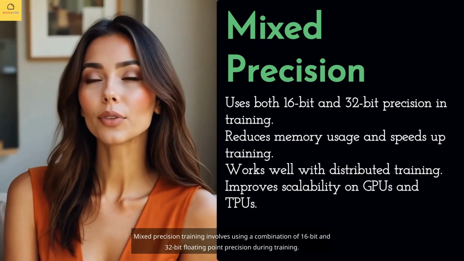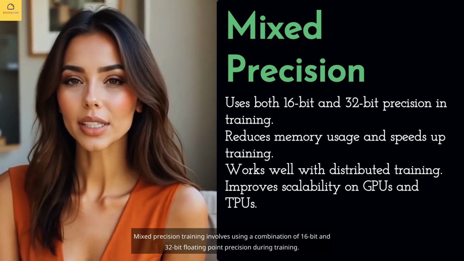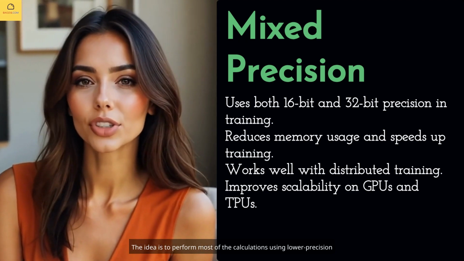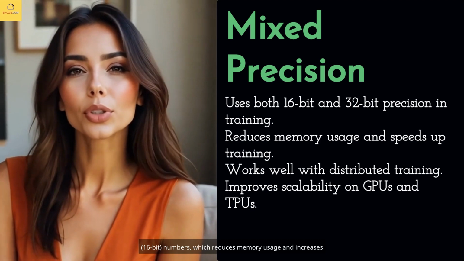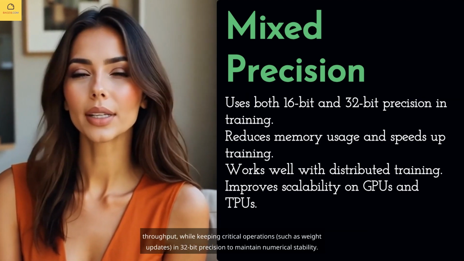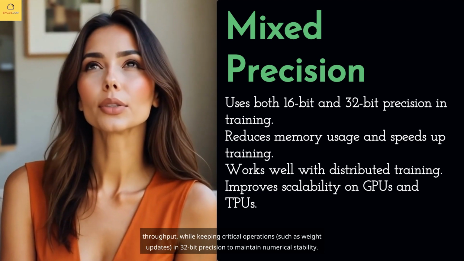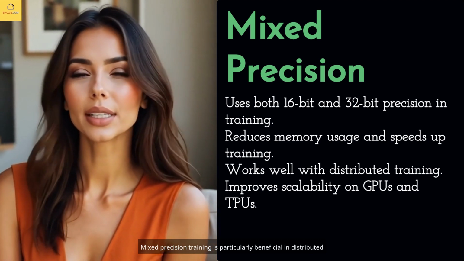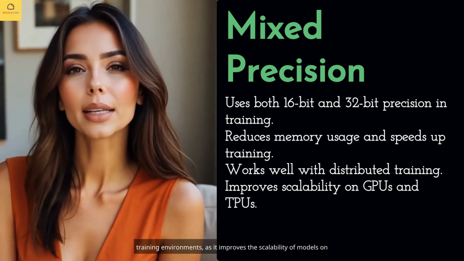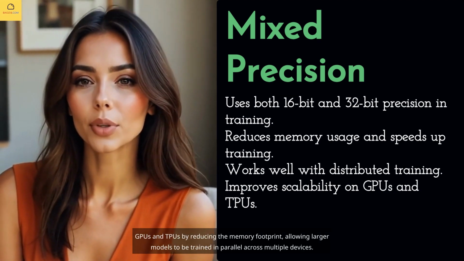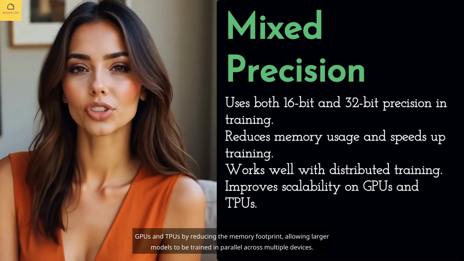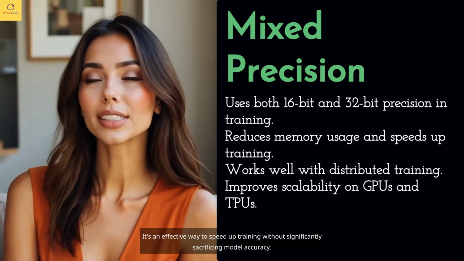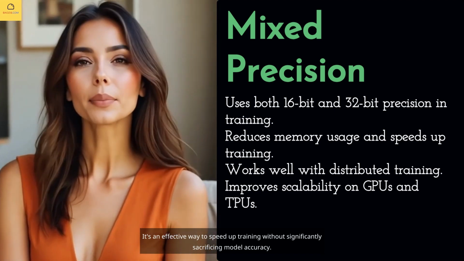Mixed precision training involves using a combination of 16-bit and 32-bit floating point precision during training. The idea is to perform most of the calculations using lower precision 16-bit numbers, which reduces memory usage and increases throughput, while keeping critical operations such as weight updates in 32-bit precision to maintain numerical stability. Mixed precision training is particularly beneficial in distributed training environments, as it improves the scalability of models on GPUs and TPUs by reducing the memory footprint, allowing larger models to be trained in parallel across multiple devices. It's an effective way to speed up training without significantly sacrificing model accuracy.